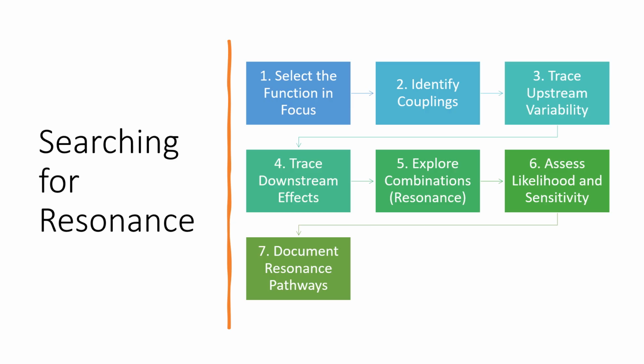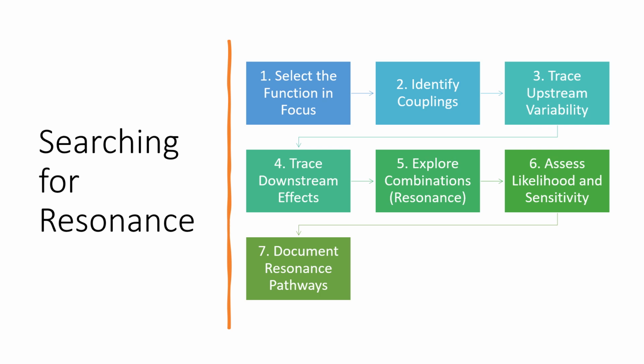So, how do we do this? Step 1 is to select a function to focus in on. Choose one foreground function from the FRAM model and review its set of variabilities that you identified in stage 2. Identify the couplings for that function. List which other functions are directly connected to this particular function via inputs, outputs, preconditions, resources, or controls. These define the immediate pathways for the variability to spread.